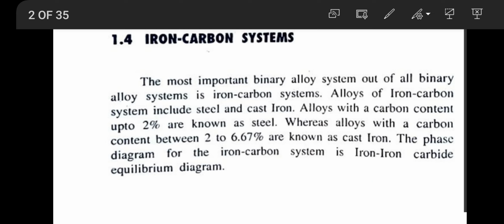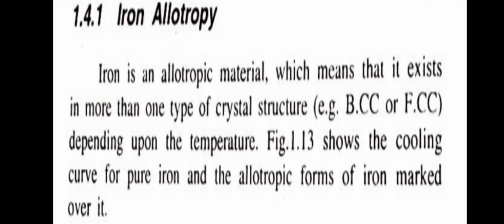Before understanding the iron carbide equilibrium system, we have to know the iron allotropy and various micro constituents of iron and steel. Then only we can understand the iron carbide equilibrium diagram. Iron allotropy is nothing but iron having different crystal structures at different temperatures. It may be a BCC crystal structure or an FCC crystal structure. Let us see the cooling curve for pure iron with allotropic forms marked over it.